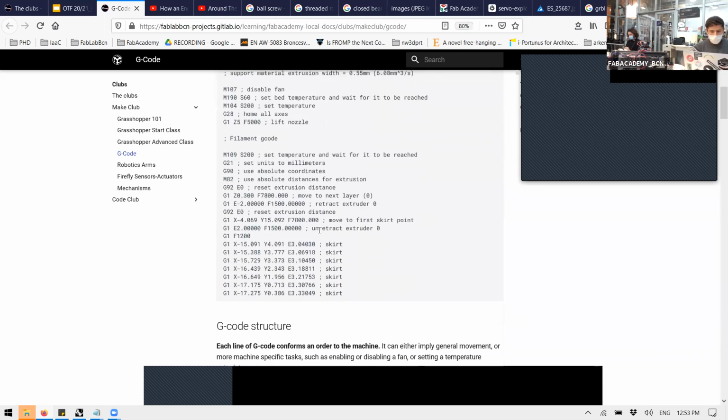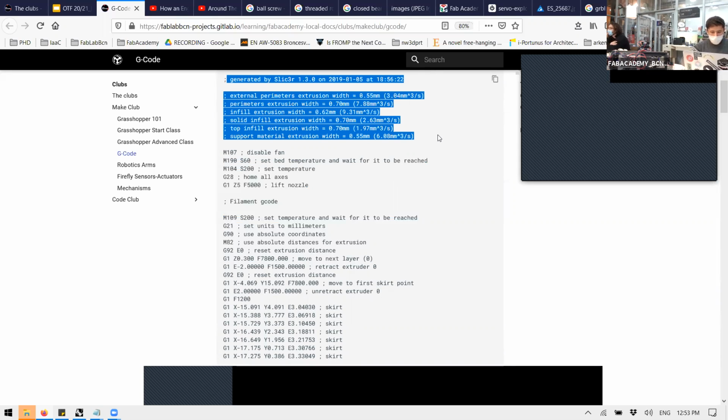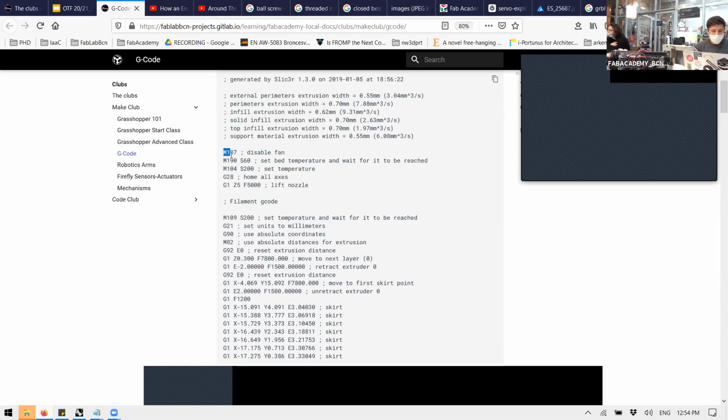So when you launch a file, usually it looks something like this. And you have a lot of commented things that is actually just human information, information for the user. And we have other type of things that usually start with an M or a G. In general, M is a command to send activation or deactivation of things or configurations. And G is a command to actually produce something, a movement or an activation.